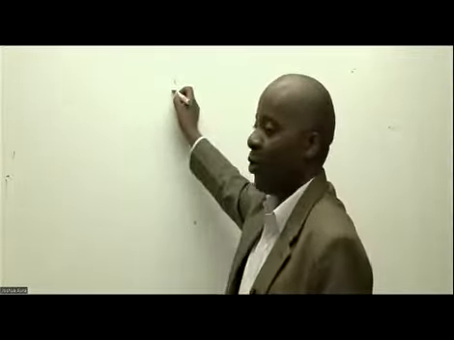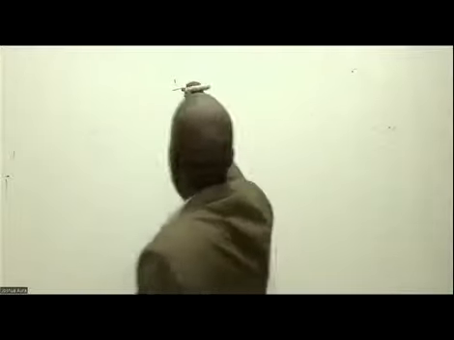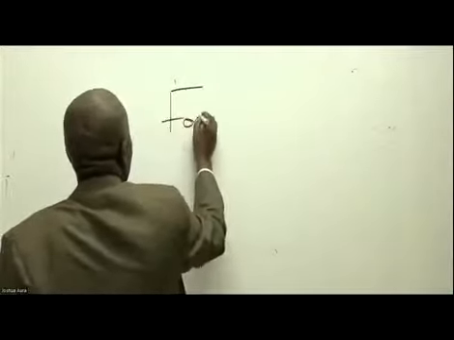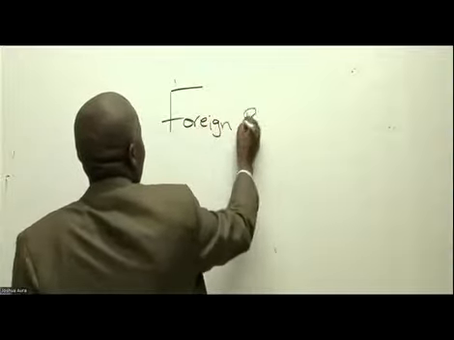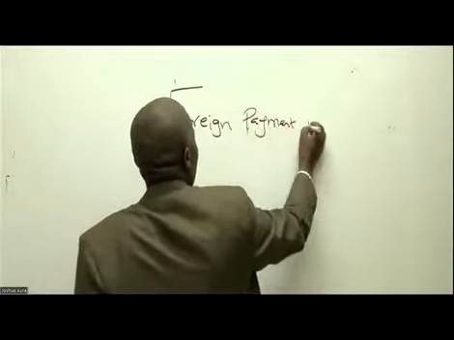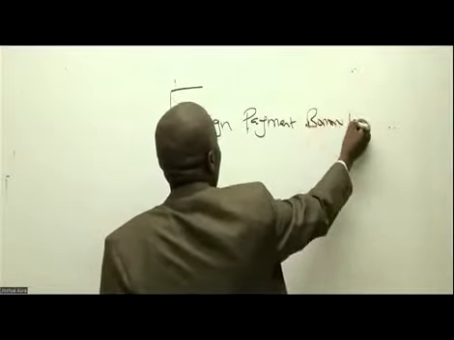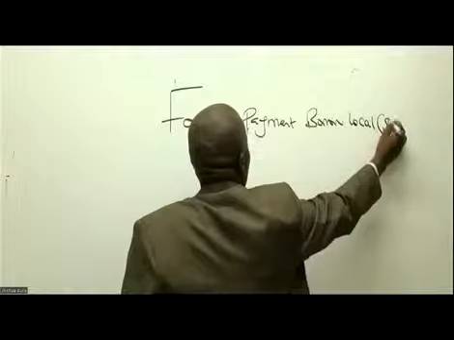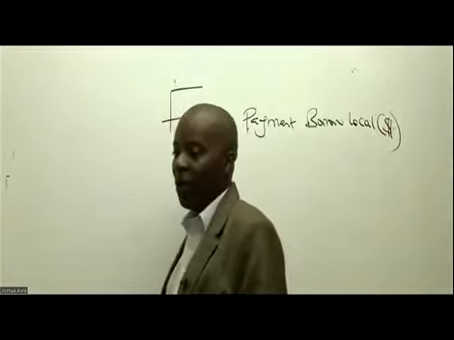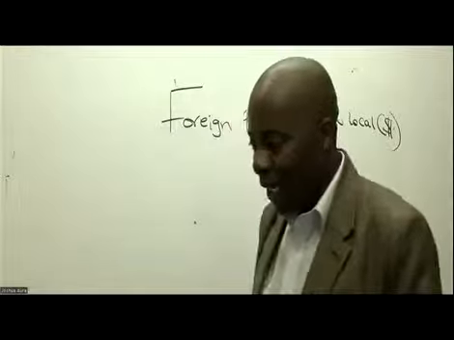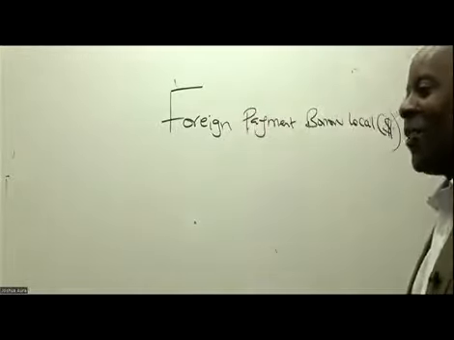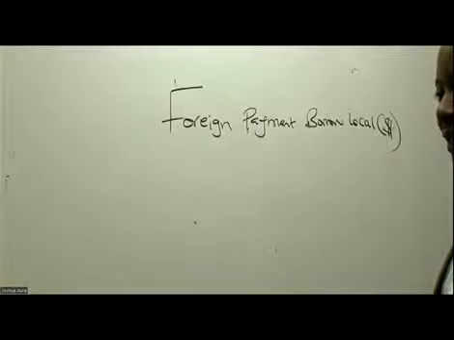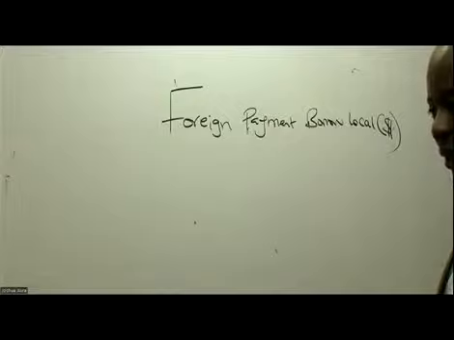Rule number 2, which is a foreign payment: borrow local. And we know that the local currency for this company is the dollar. You told me that the local currency for this company is the dollar. So they're going to borrow the local.